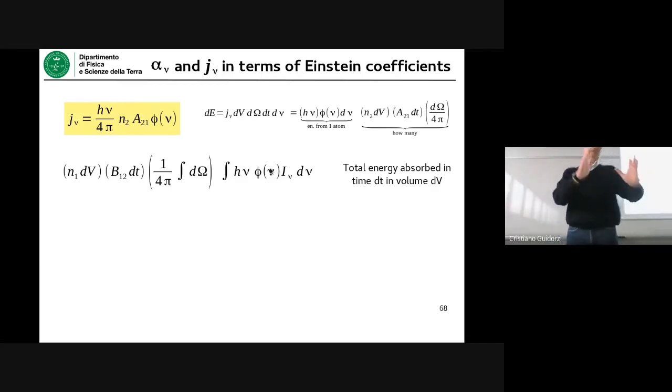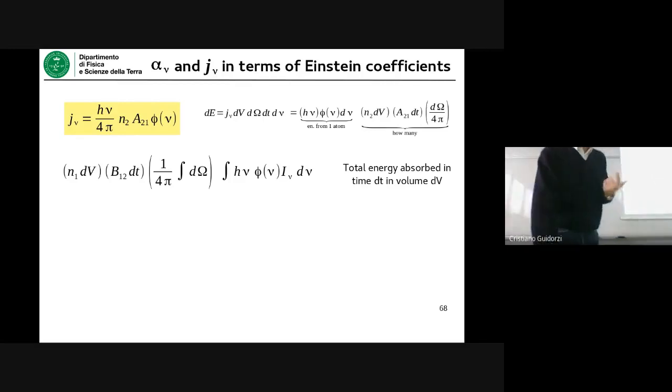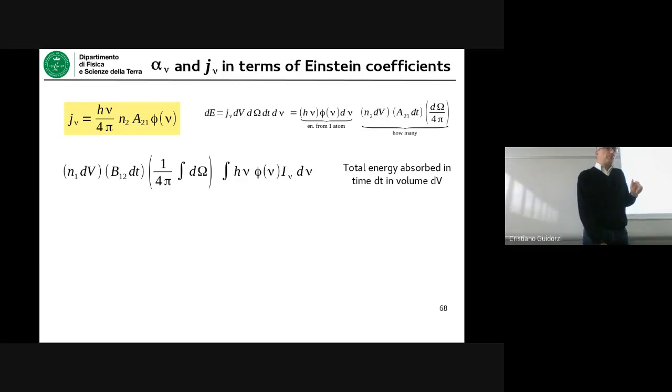Remember that phi nu is something reasonably narrow, centered on nu zero. So this is the total energy absorbed per unit time, within the time interval dt, within the volume dV. So dE. But if I think of the radiative transfer equation, I want energy within a given volume dV, within a time interval dt, but I also want it within d omega and within a frequency interval d nu. Looking at that mathematical expression, I integrated both over the solid angle and over frequency.